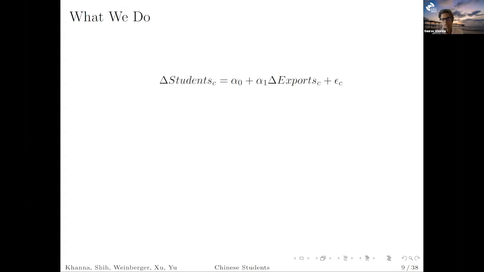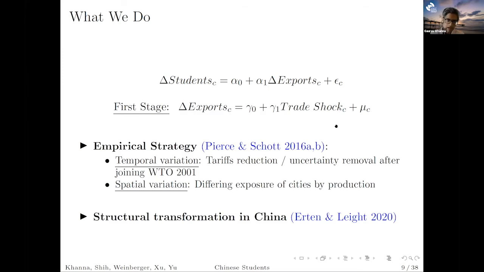We're essentially trying to look at the effects of export growth at the city level. So the c subscript is a city in China. Export growth at the city level, how does that affect student flows from that city to the US, right? So what is the relationship between export growth and student flows to the US? For identification, we're going to leverage a trade shock that we're going to create again at the Chinese city level. This identification strategy that we're going to use is not new, really.